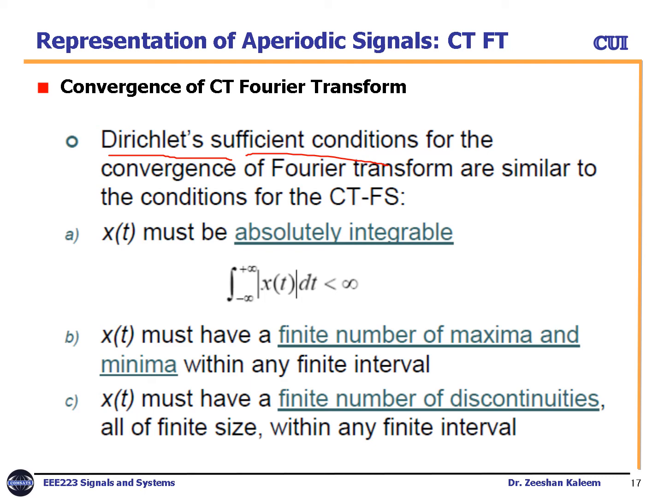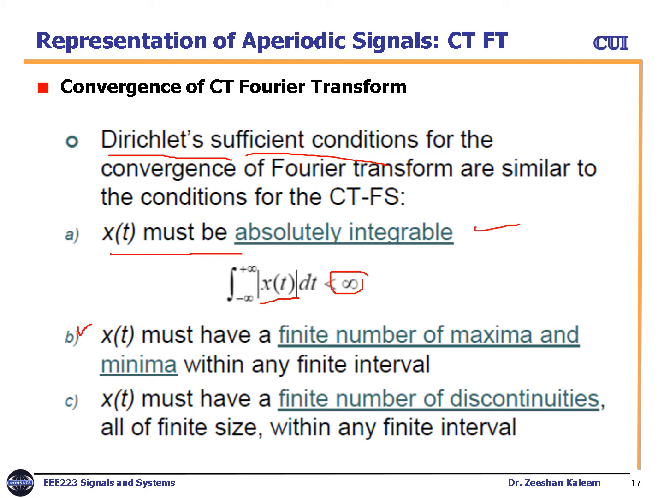The first one is that x(t) must be absolutely integrable. What does it mean? When you integrate the amplitude of x(t) from minus infinity to infinity, the result should be less than infinity. If it is not less than infinity, it is not absolutely integrable over the complete range. Then the Fourier transform of that signal is not possible.